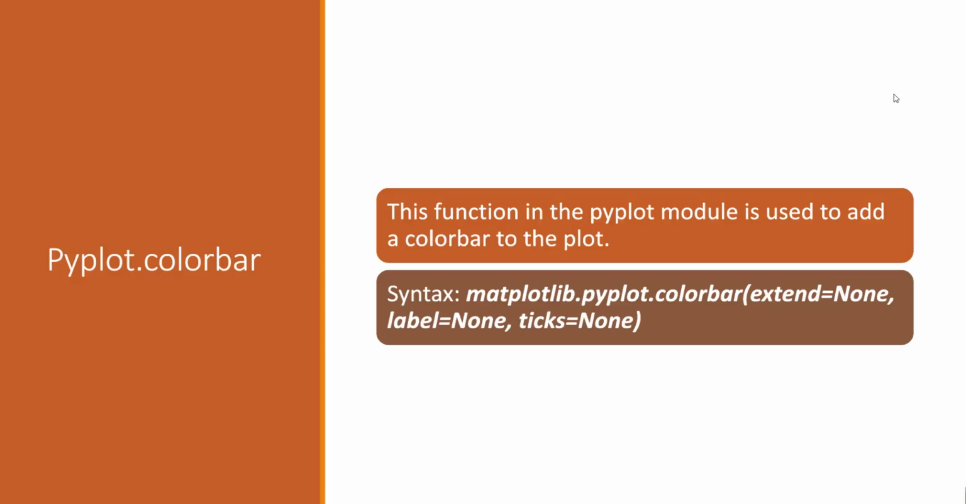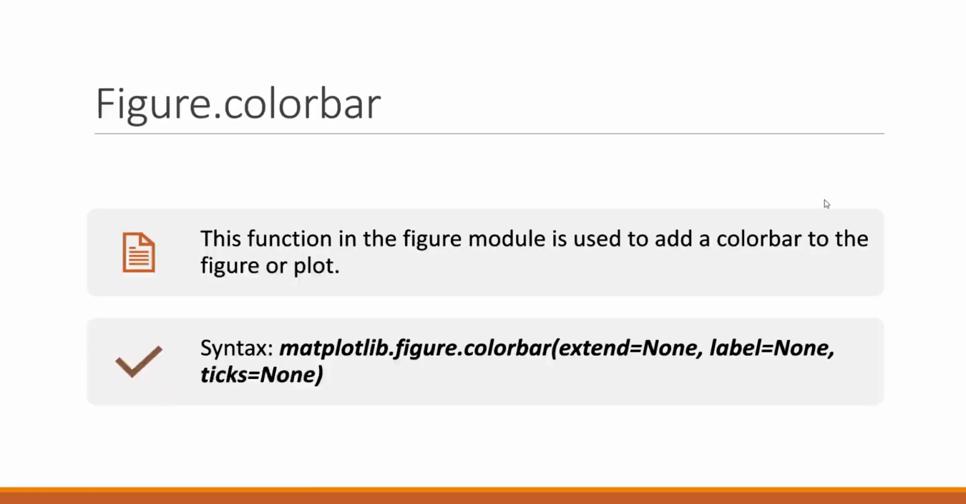This function in the Pyplot module is used to add color bar to the plot, and the syntax of this function is matplotlib.pyplot.colorbar, and the parameters are extend, label and text and other keyword arguments you can also pass to it. The next function is color bar method with figure module. This function in the figure module is used to add color bar to the figure or the plot, and the syntax of this function is matplotlib.figure.colorbar, and the different parameters that we pass in this function are extend, label, text and other keyword arguments.